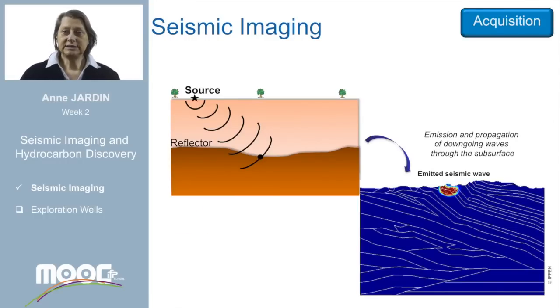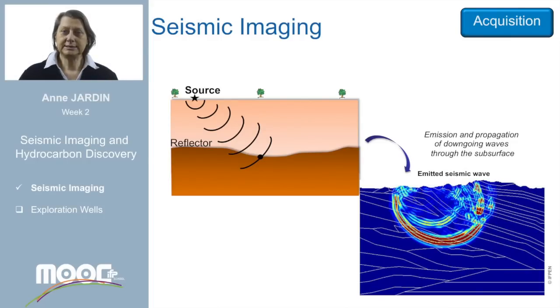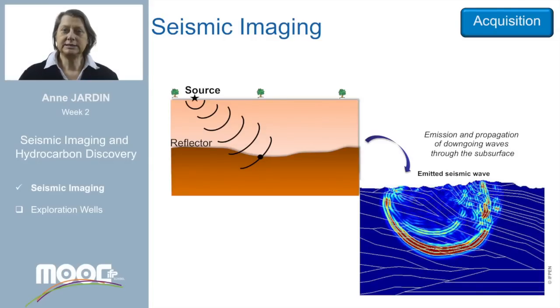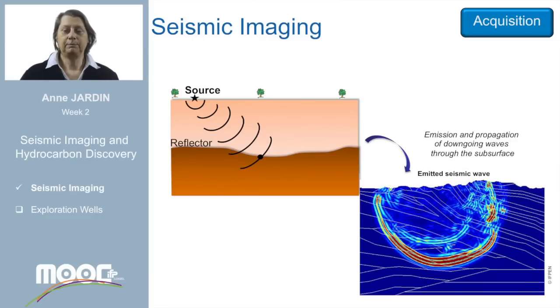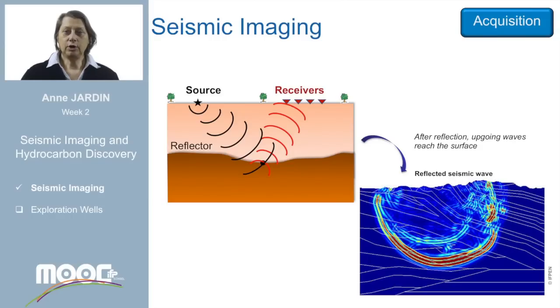During the acquisition step, downgoing waves are generated by seismic sources located at the surface. The waves propagate through the subsurface and are reflected by reflectors, which are interfaces separating two different geological formations, for example, reservoir and seal. After reflection, the upgoing reflected waves travel through geological formations until they reach the surface where receivers record the vibrations.